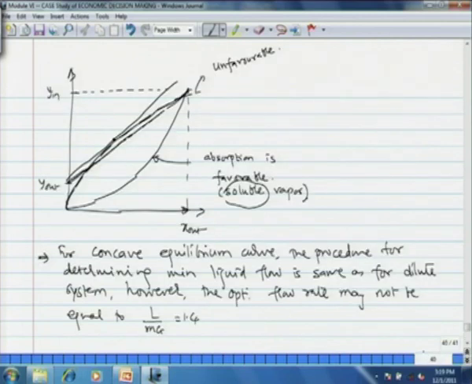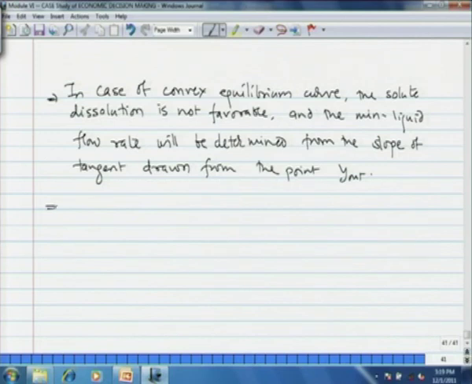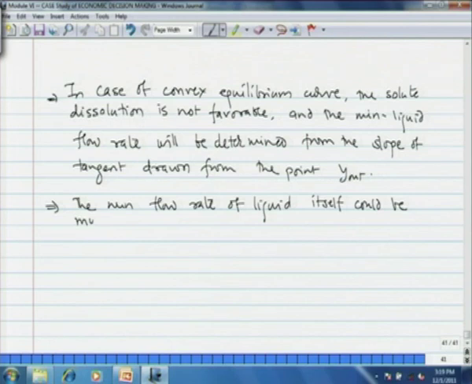The slope will obviously be L by G minimum in both cases. Now, this L by G minimum may be much higher than 1.4, because it has no relation whatsoever with L by mG equal to 1.4. The minimum flow rate of liquid itself could be much higher than L by mG equal to 1.4.